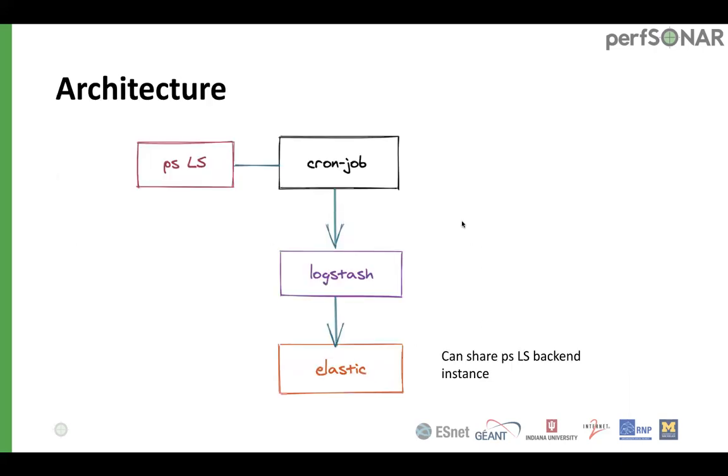So what would the architecture look like? This is the existing production lookup service. There would be a cron job or something, and there would be a Logstash pipeline that would run, normalize the data, and then write it to Elasticsearch. Even though this is shown as a separate instance, in fact these two can share the same backend LS instance, because we'll be writing to a different index anyway.